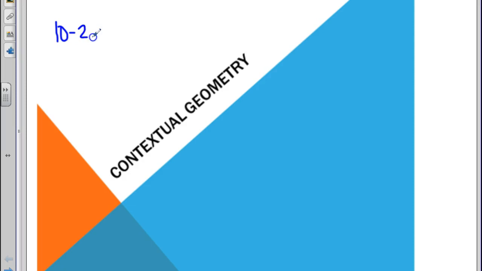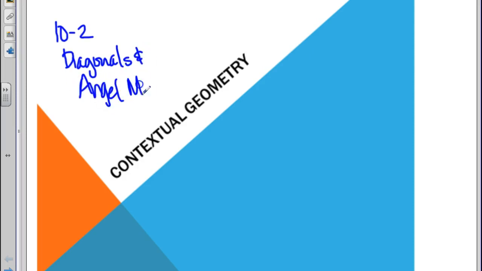We are in Chapter 10, Section 2, and we are going to talk about diagonals and angle measures. So we are in the chapter on polygons, and as we continue our discussion throughout this chapter, we'll talk about different pieces that go along with polygons. Today we're going to talk about how to find the sum of the measures of interior angles, and also exterior angles, and then talk about diagonals of polygons. We'll do an activity in class, which will be kind of fun, but for now, we are going to talk about some theorems.